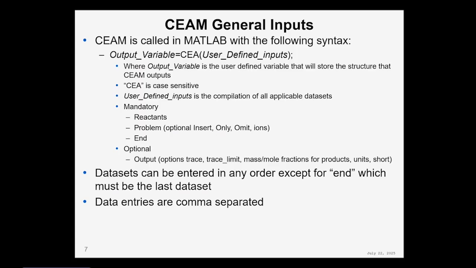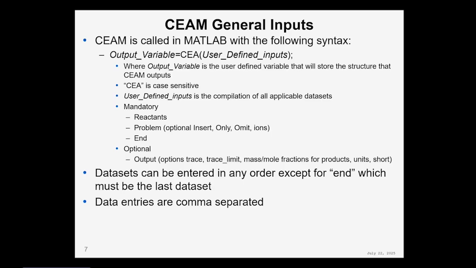So as I showed, it's called with an output variable equal to CEA and the user-defined inputs. Output variables can be whatever the user wants. CEA is a case-sensitive call. User-defined inputs are going to vary for the applicable data sets. The mandatory data sets are reactants: what's going to be burned, and the information that goes with that. The problem: which problem do you want, a rocket problem, a point problem, a shock problem, or a detonation problem, and the options that go with that. And finally, you have to put an end at the end so that the code knows we're done giving it inputs.